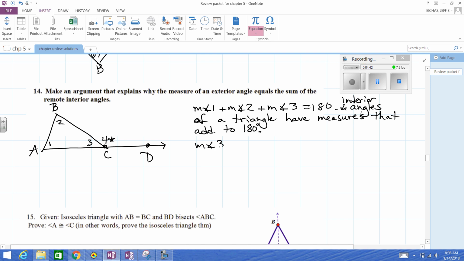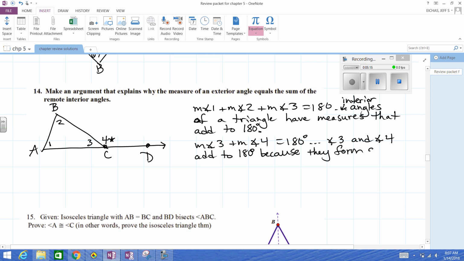Now, the measure of angle 3 plus the measure of angle 4 is also 180. And that's because they form a linear pair. And linear pairs are supplementary, and then they add up to 180. So angle 3 and 4 add to 180 because they form a linear pair. So that's supplementary, which means add up to 180.